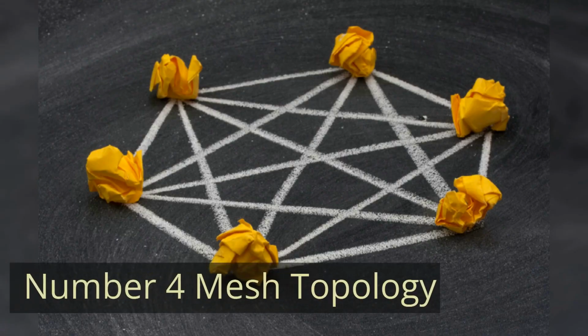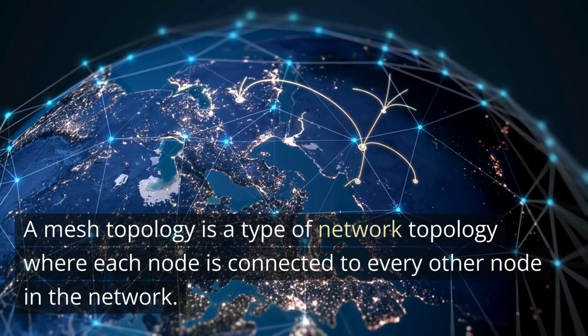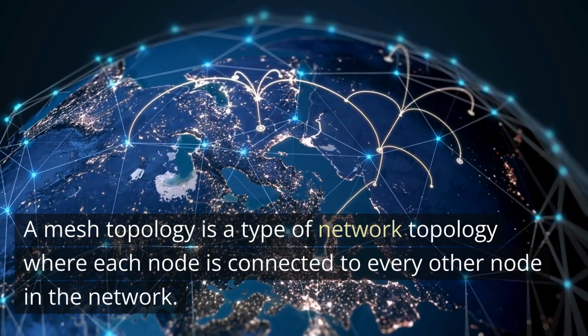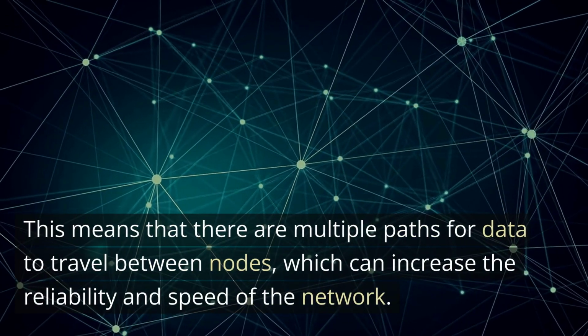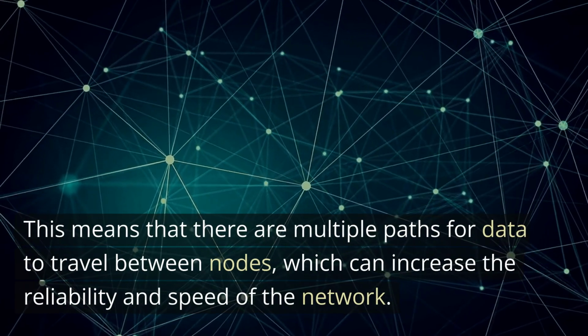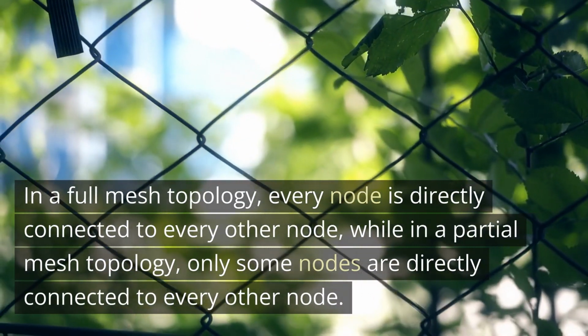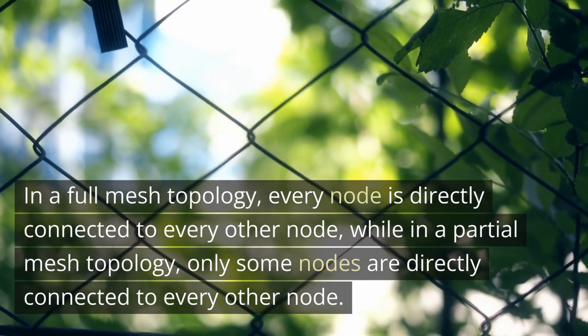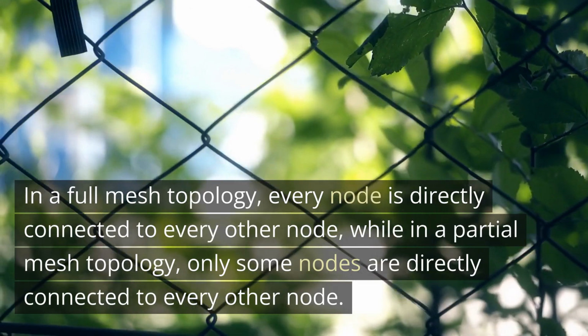Number 4. Mesh topology. A mesh topology is a type of network topology where each node is connected to every other node in the network. This means that there are multiple paths for data to travel between nodes, which can increase the reliability and speed of the network. In a full mesh topology, every node is directly connected to every other node, while in a partial mesh topology, only some nodes are directly connected to every other node.